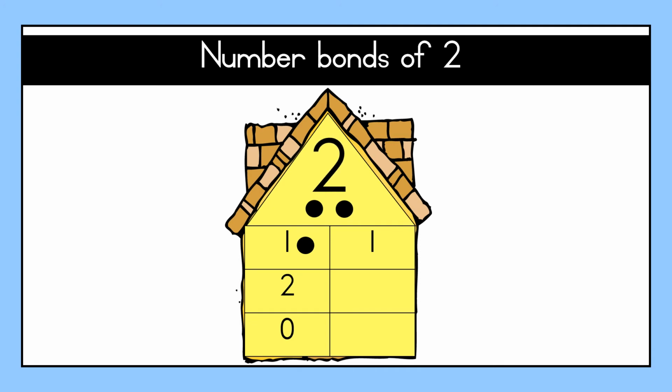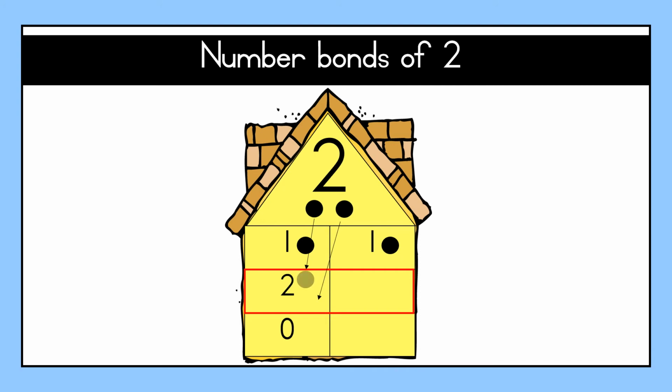1. Here's 1 dot, so the other one must be this side. 1 dot sleeps in the one room and 1 dot sleeps in the other. That means that 1 and 1 are friends to make 2.